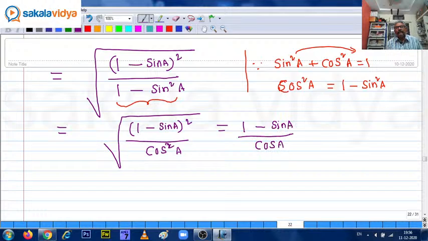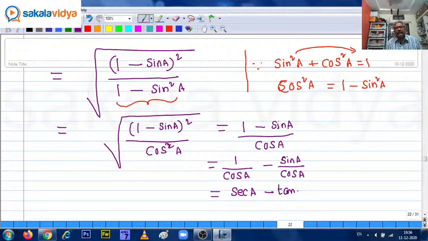Separate the LCM. So 1 upon cos A minus sin A upon cos A. So 1 upon cos A is sec A, minus sin A by cos A is tan A. This is RHS. Hence it is proved.